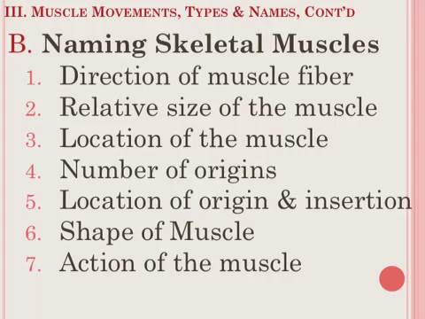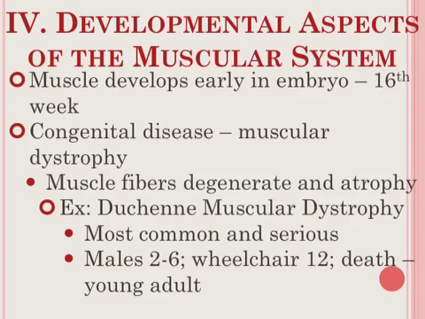This next section is the last section, and it is the developmental aspects of the muscular system. Basically, by the time an embryo reaches the 16th week, that's when your muscle is developing. Now, with congenital diseases, you have things such as muscular dystrophy, where the muscle fibers degenerate and atrophy. The example that we give is Duchenne muscular dystrophy. Most people just call it muscular dystrophy, but Duchenne is the person that it's named after. That's their last name. This is the most common and serious type of muscle disease.